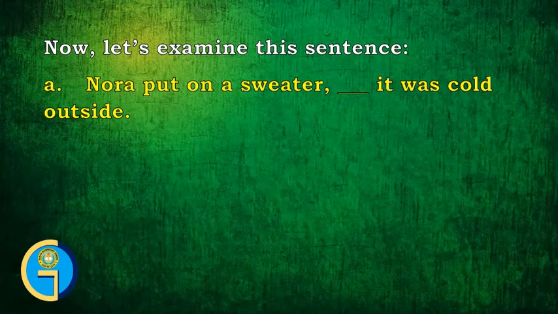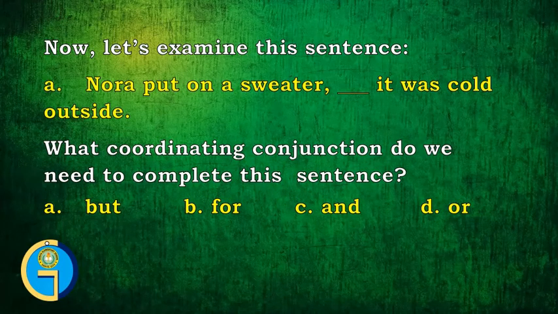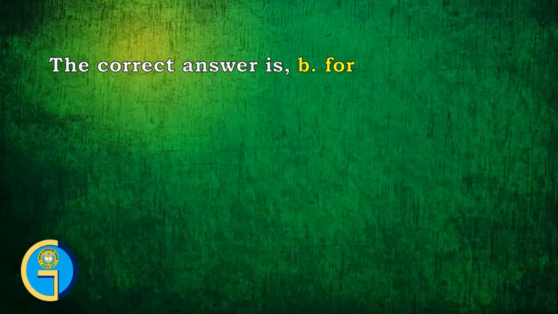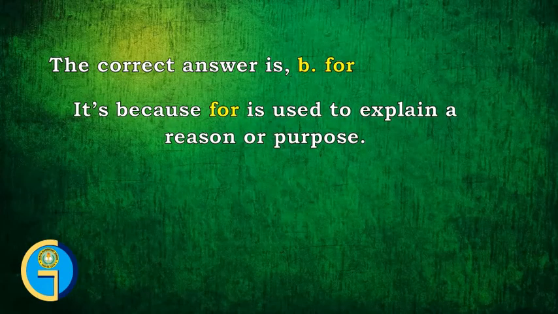Now, let's examine this sentence. Nora put on a sweater, blank, it was cold outside. What coordinating conjunction do we need to complete this sentence? A. But, B. For, C. And, D. Or. And the correct answer is letter B. For. But the question is, why for? It is because for is used to explain a reason or purpose.